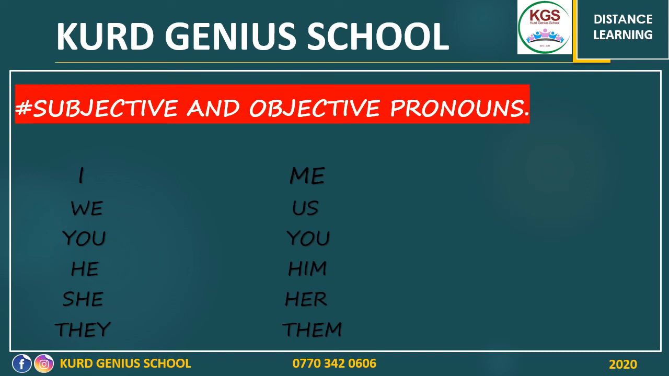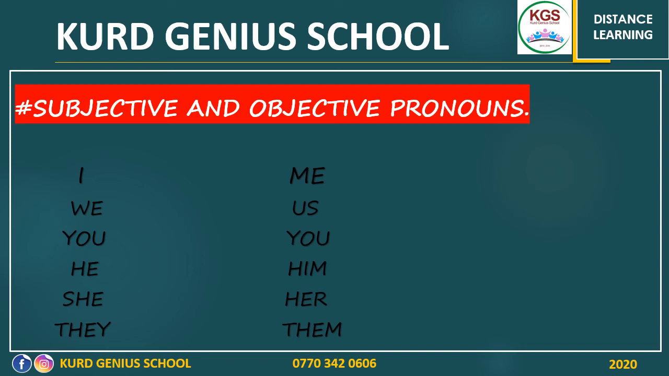Alright, my dear students, this is time you should have your notebook and write everything that is going to be in these slides and in the video. Now, this is our grammatical point. We have subjective and objective pronouns. I'm sure you have all already heard of these words. Now we have I, we, you, he, she, they. We call them personal pronouns or subjective pronouns in English grammar.